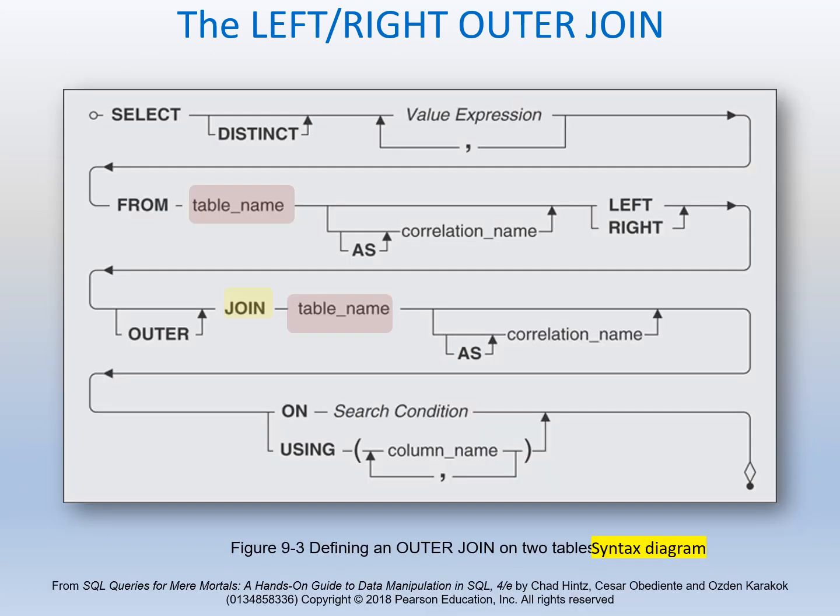This is the syntax diagram for left or right outer join. It is very similar to the syntax diagram for an inner join. Notice the major difference. We have left, right, outer instead of inner. That is the major difference.